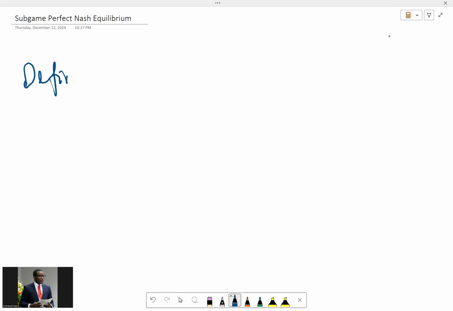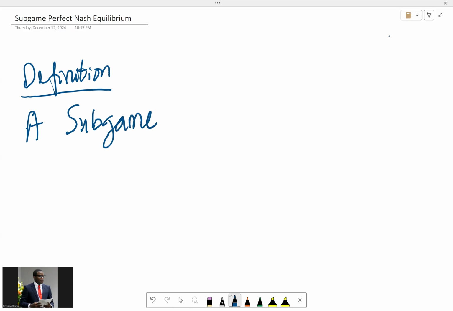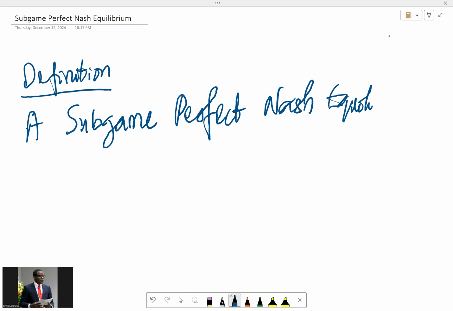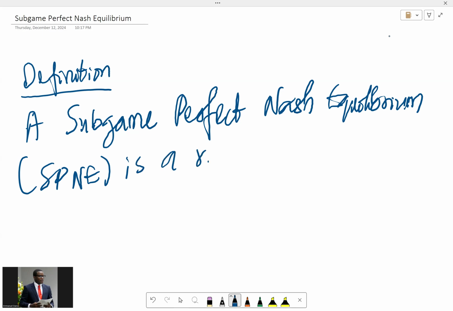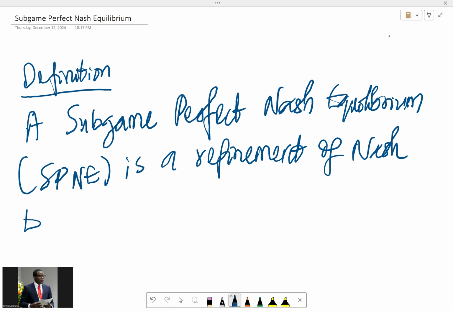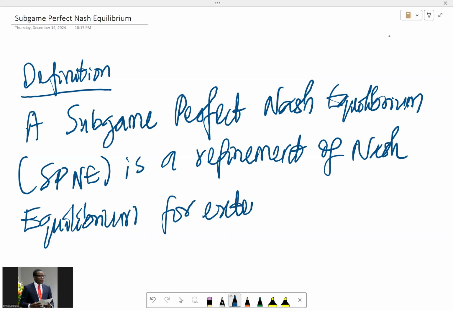So what's the definition of SPNE, that's subgame perfect Nash equilibrium? Feel free to call it SPNE. A subgame perfect Nash equilibrium is a refinement of Nash equilibrium for extensive form games. Of course, extensive form games are more like sequential games.